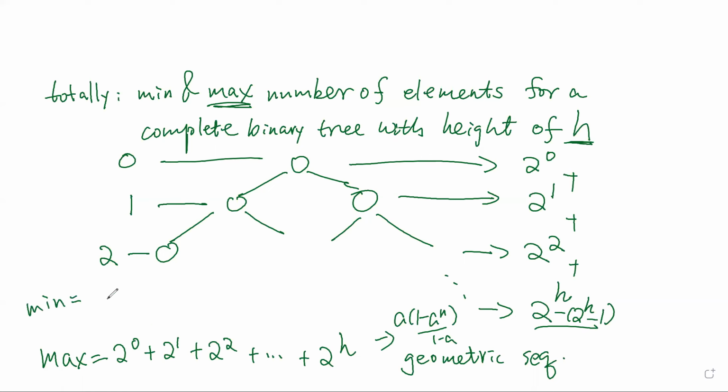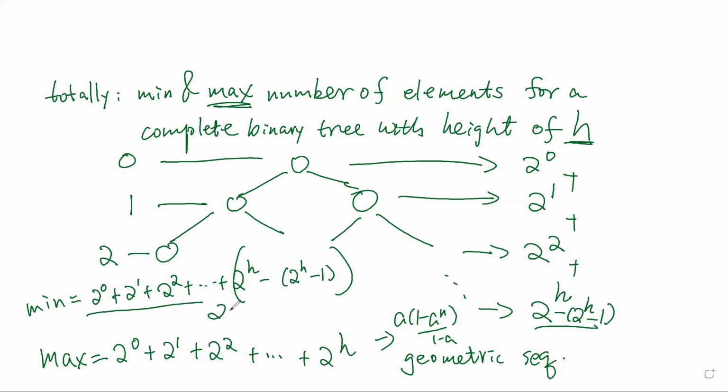The minimum basically is going to be 2 to the 0 plus 2 to the 1 plus 2 to the 2 plus up to 2 to the h, where the last level is minus 2 to the h minus 1. So basically it's from 0 to 2 to the h minus 1, plus 1. That's going to be the minimum number of items you can have for a complete binary tree.